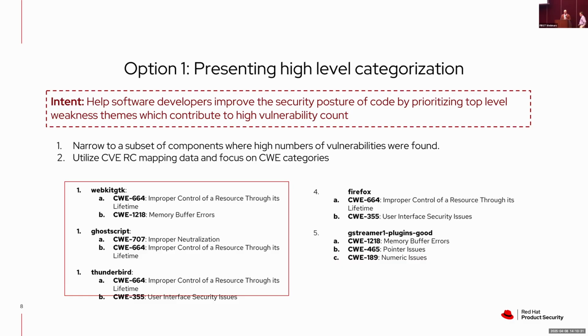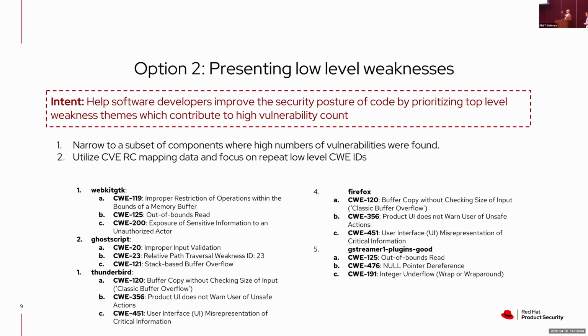Yep. On the next slide, you're seeing the exact same things, but basically with a more specific CWE mapping. So this is where it becomes, let's say, more actionable at a lower level, because instead of just saying, for example, something like memory buffer errors, you can start saying, yeah, you have out of bounds reads, you have exposure of sensitive information to an unauthorized actor.